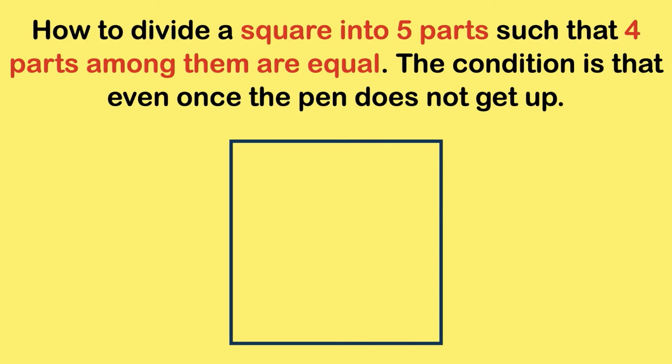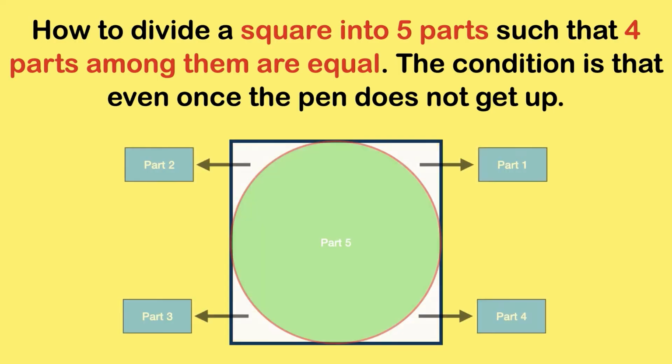Let me explain the solution now. We can solve this puzzle like this. We have to draw an inscribed circle within the square. In this way, all corners of the square are equal and the square will be divided into 5 parts. The interesting part of the puzzle is that even if we draw a circle inside the square, we do not need to lift the pen. As we can see here, the square is divided into 5 parts: part 1, part 2, part 3, part 4, part 5.